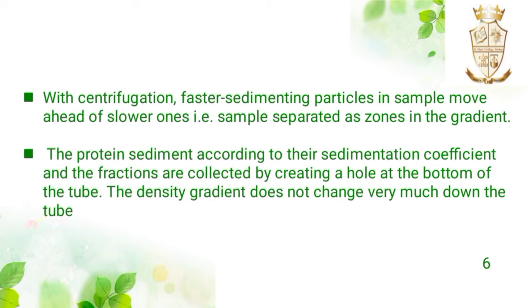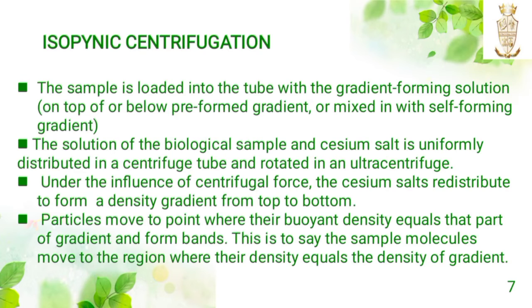After centrifugation, faster sedimenting particles in the sample move ahead of slower ones, and the sample is separated as zones in the gradient. The proteins sediment according to their sedimentation coefficient, and the fractions are collected by creating a hole at the bottom of the tube. The density gradient does not change very much down the tube.